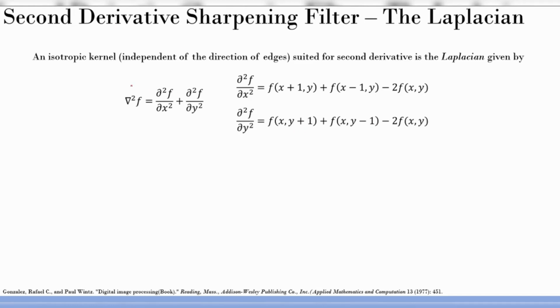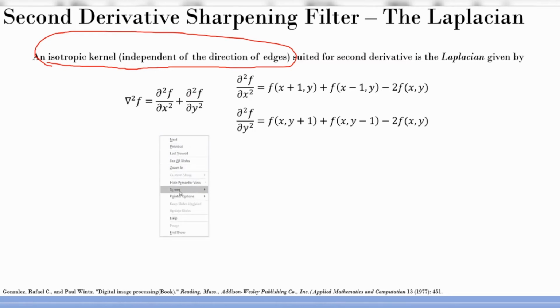And there is an important aspect. This is an isotropic kernel. So that means it is independent of the direction of the edges. It doesn't matter whether the edge is in the horizontal direction or in the y direction, because you are doing it in both directions equally, and you really don't have any direction sense here. I'll just give a clue, just a minute.